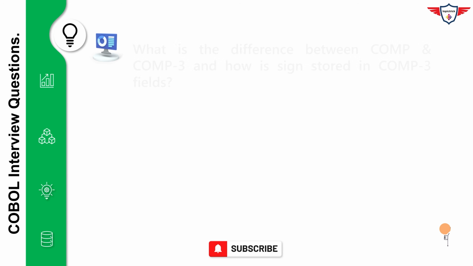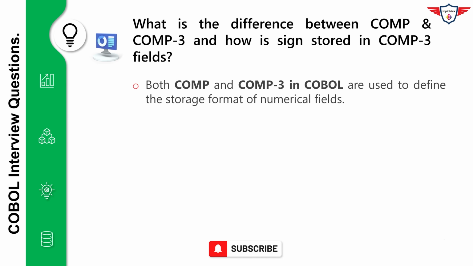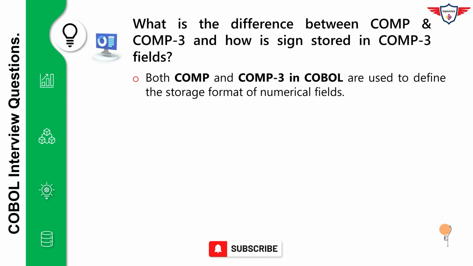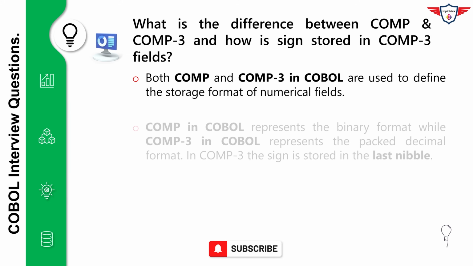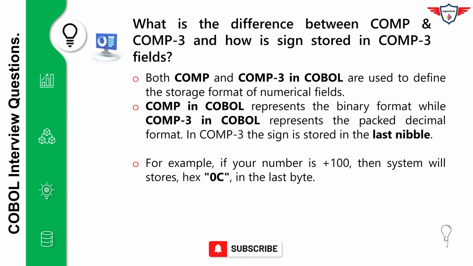What is the difference between COMP and COMP-3, and how is the sign stored in COMP-3 fields? Both COMP and COMP-3 in COBOL are used to define the storage format of numerical fields. COMP represents the binary format, while COMP-3 represents the packed decimal format. In COMP-3 the sign is stored in the last nibble. For example, if your number is plus 100, then the system will store hex 0C in the last byte.